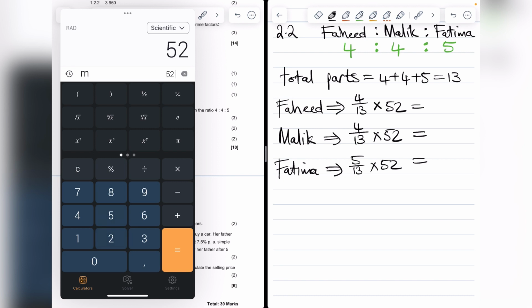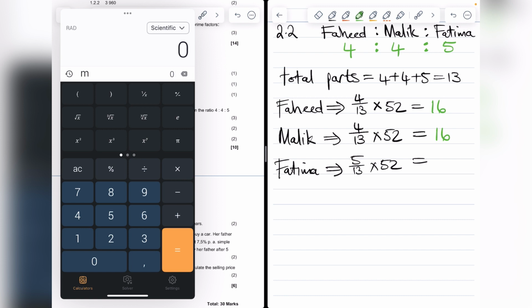I'm just going to say 52 times 4 divided by 13, and that gives us 16 lollipops for Fahid. And because Fahid and Malik have the same amount of parts for this ratio, we know that this will be 16 as well. And then you can either say, well, 16 and 16 is 32, so what is left to give me the 52? It would be 20.